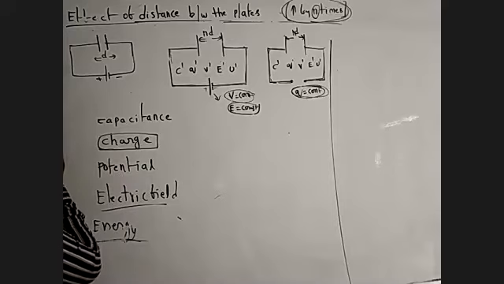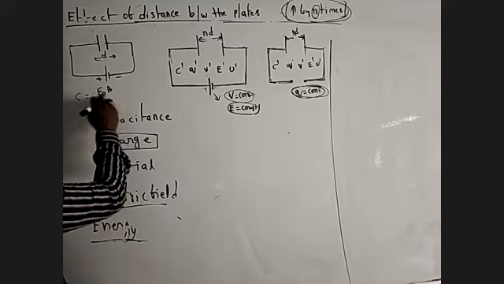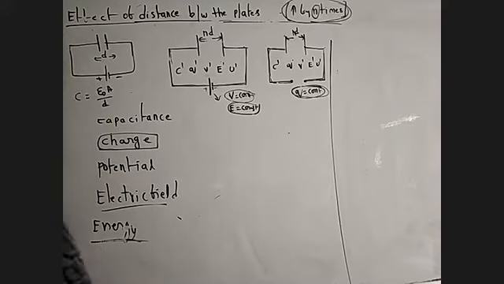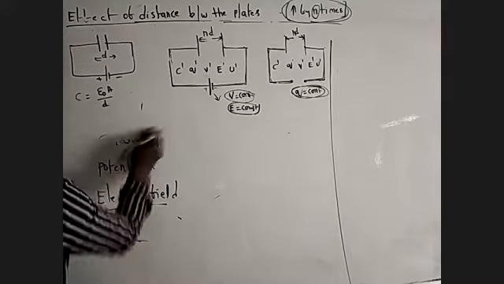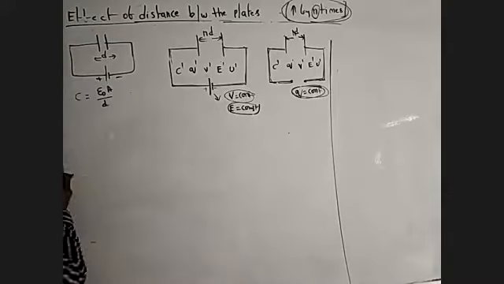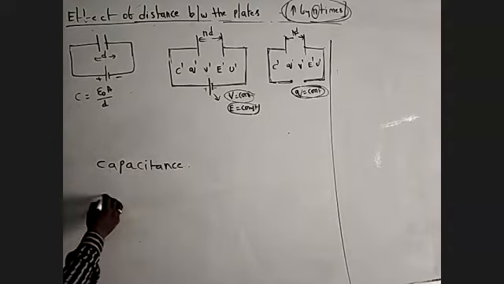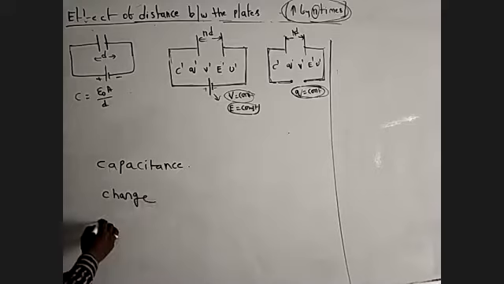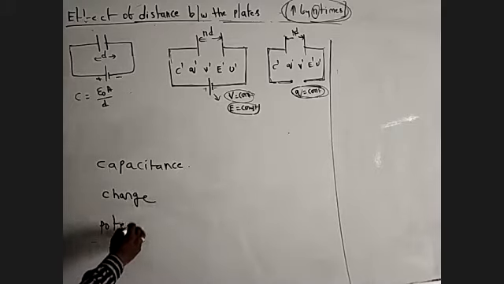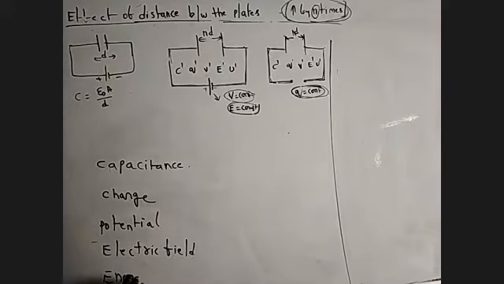This is the capacitance. So what is the capacitance value? C is equal to epsilon naught A by D is the formula for this. I'm writing it here clearly. First, capacitance. Next, charge. Next, electric potential. Electric field. Electric energy.